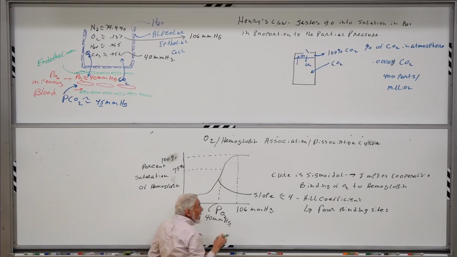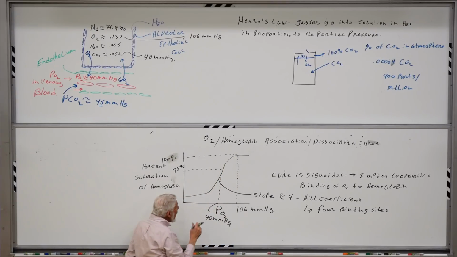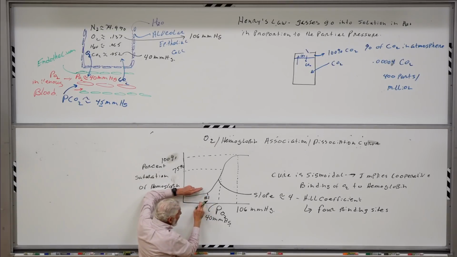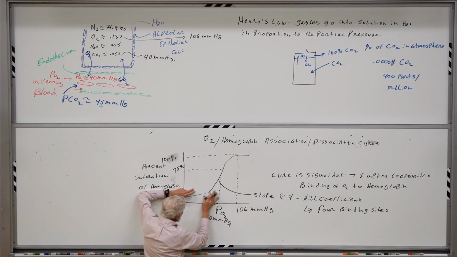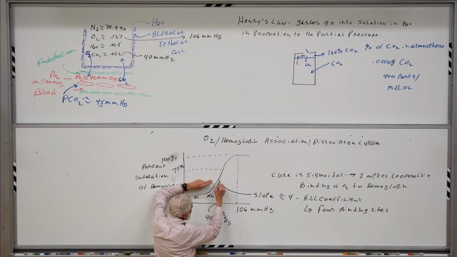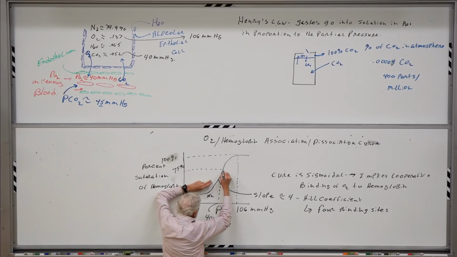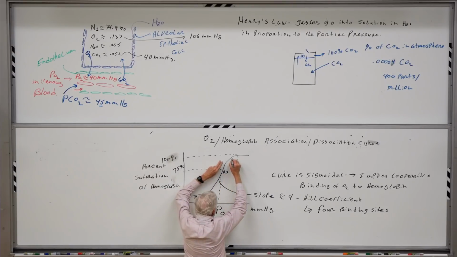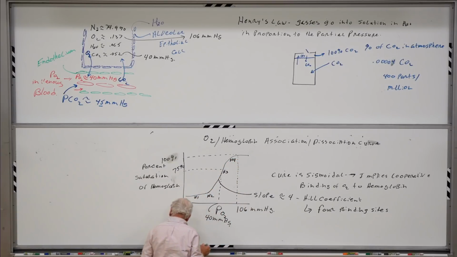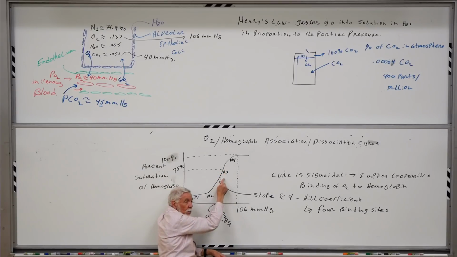But this sigmoidal shape tells us something else, too. It tells us that the binding of the first oxygen is a fairly low probability event. Let me put this a little farther over. This is number 1. But the binding of number 1 increases the probability of the binding of number 2, which increases the probability of number 3, which increases the probability of number 4. This becomes important, particularly here between 3 and 4.